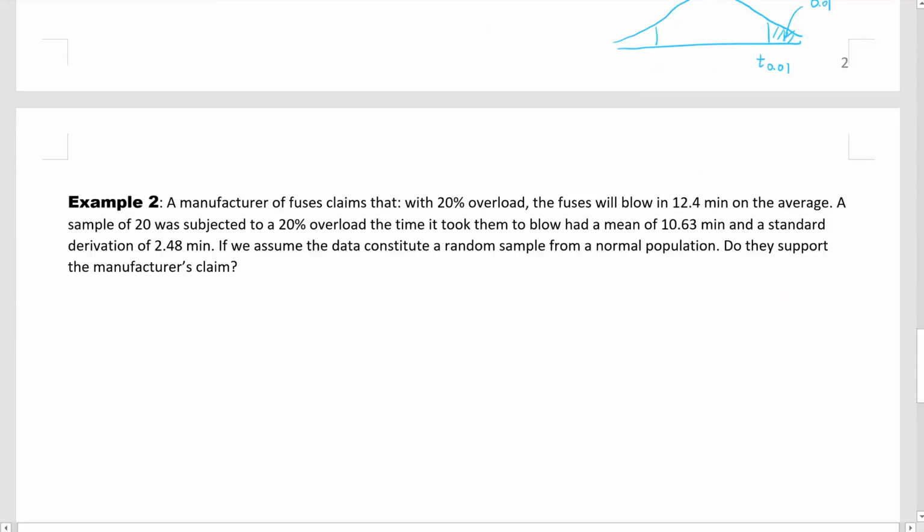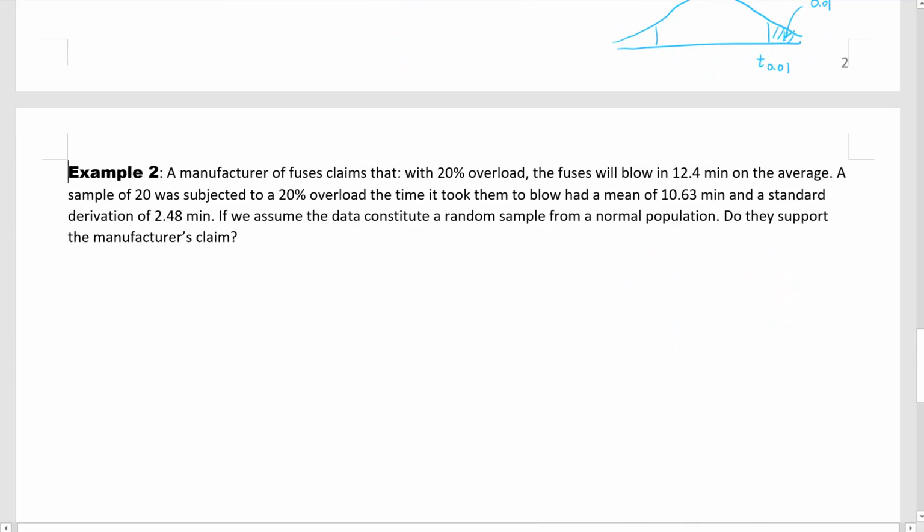Okay, let's continue to look at example 2. A manufacturer of fuses claimed that with 20% overload, the fuses will blow in 12.4 minutes on average. A sample of 20 was subjected to a 20% overload. The time it took them to blow had a mean of 10.63 minutes and a standard deviation of 2.48 minutes. If we assume the data constitutes a random sample from a normal population, do they support the manufacturer's claim?